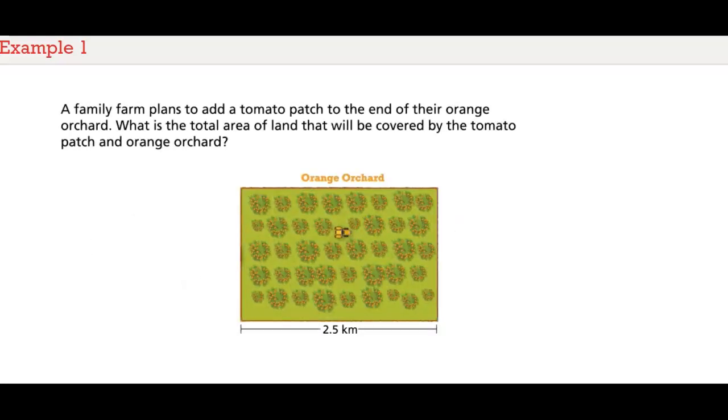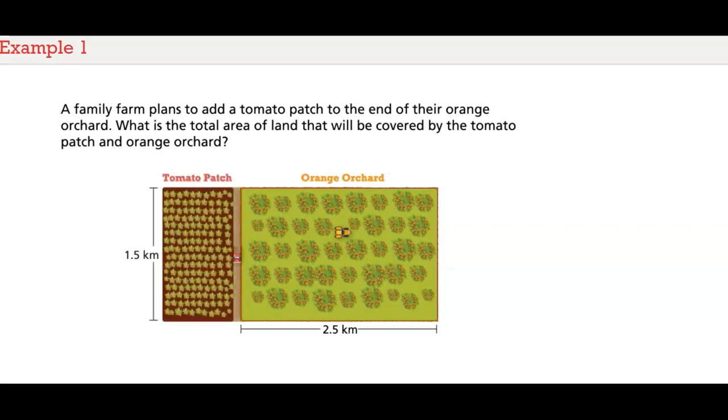This family farm has an orange orchard. They plan to add a tomato patch to the end of their orange orchard. What's the total area of land that will be covered by the tomato patch and the orange orchard?